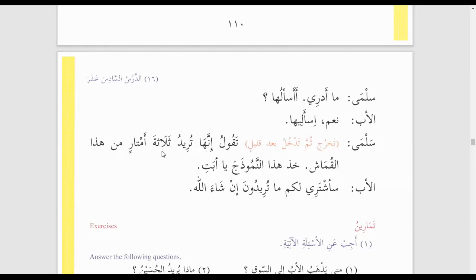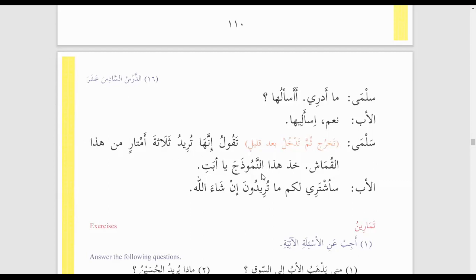Thalathata amtarin. We can see here that the numbers from 3 to 10 will be used as mudaf, and they will be opposite in gender as well. So it was basically mitrun, which is singular masculine, and that's why the number here is feminine, thalathata amtarin. The plural of mitrun is amtarin, meters.